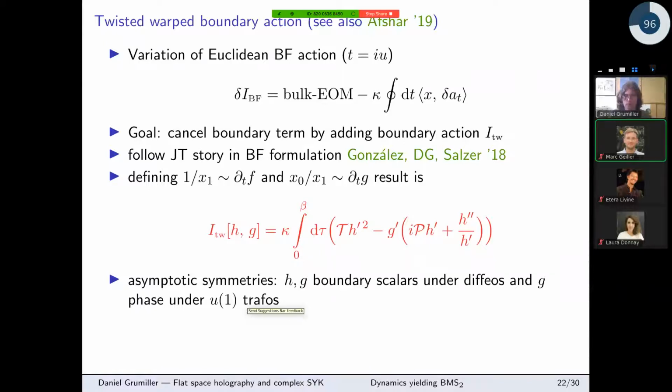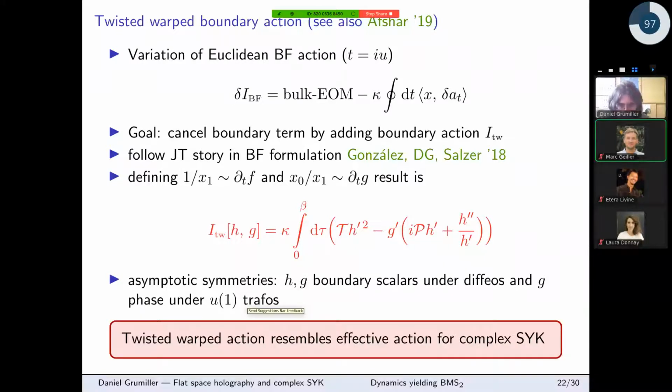And if you act with asymptotic symmetries on this twisted warped boundary action, you find that H and G transform like boundary scalars under diffeomorphisms, and additionally, G transforms like a phase under U(1) transformations. So they have well-defined transformation behavior under your asymptotic symmetries. And as I'm going to show in a bit more detail, this twisted warped action resembles the effective action for complex SYK. So this will be the remaining goal of my talk, to show you in which sense this is true and what is the precise relation to the complex SYK model.